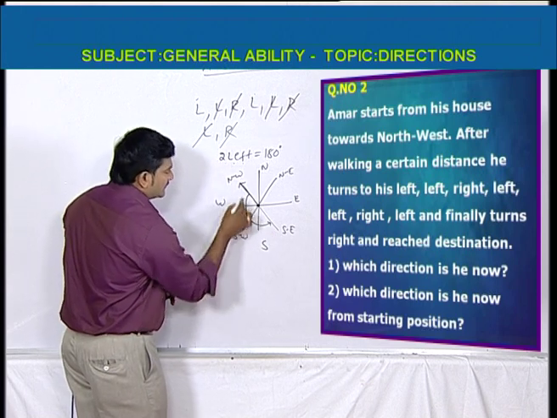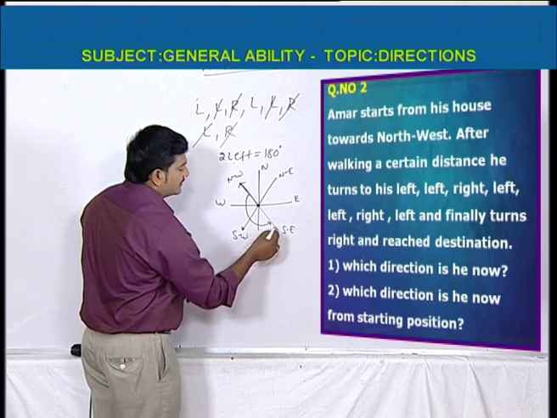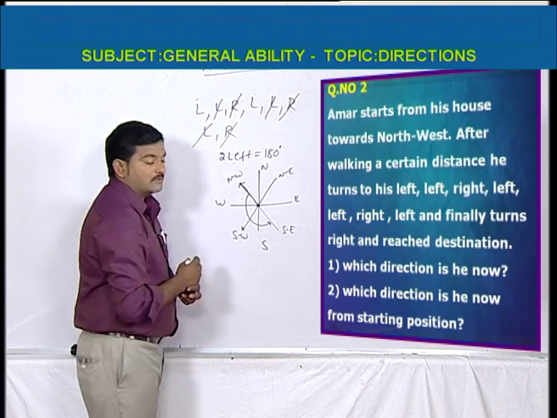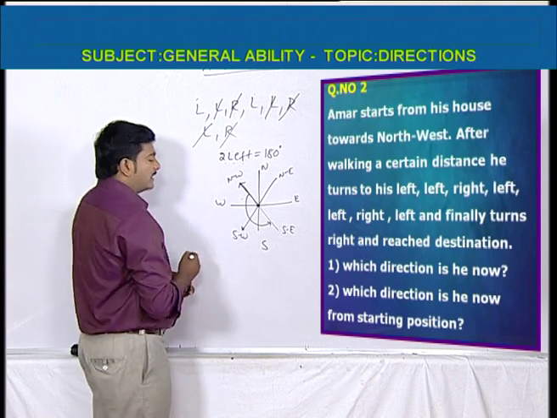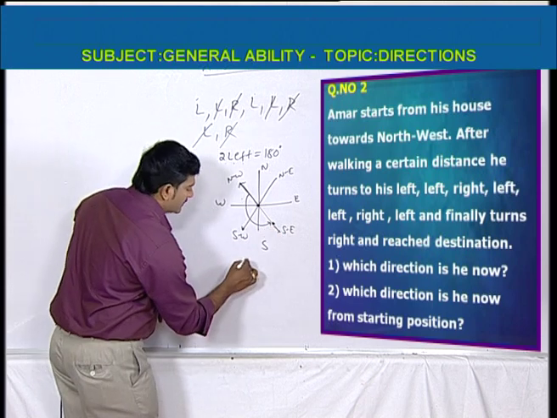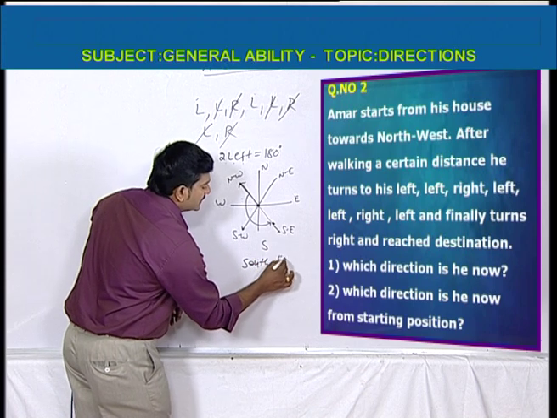So here northwest and southwest angle is 90, southwest and southeast angle is 90. So 90 plus 90, how much am I getting? 180 degrees. Hence now he is on which side? Southeast direction. Hence the answer for the given question is, what you can say? Southeast direction we can say.